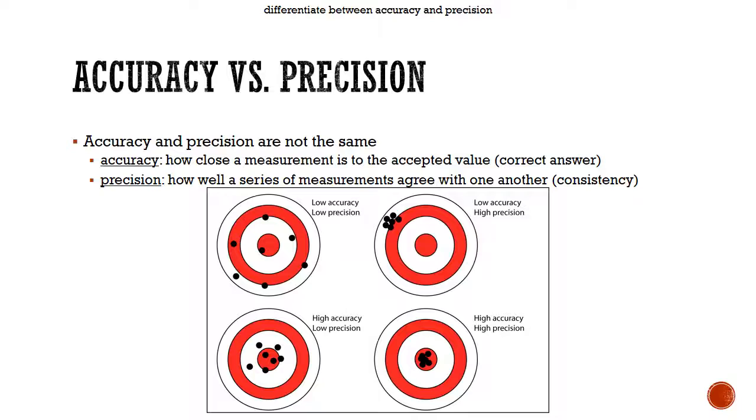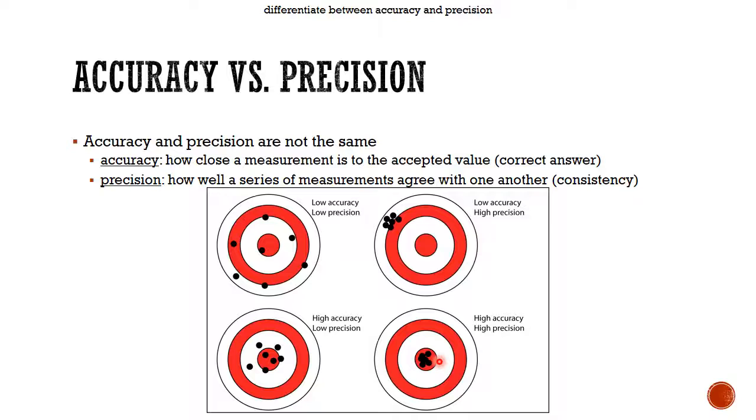In measurements, typically that just means we're lucky. If we're not very precise, typically that means we're not going to be very accurate either. This is more luck than anything else. And then finally, in the last picture here, this is the ultimate goal. Whether we're at a shooting range or we're measuring in the chemistry lab, we want both high accuracy and high precision. This would come from using proper technique every single time.